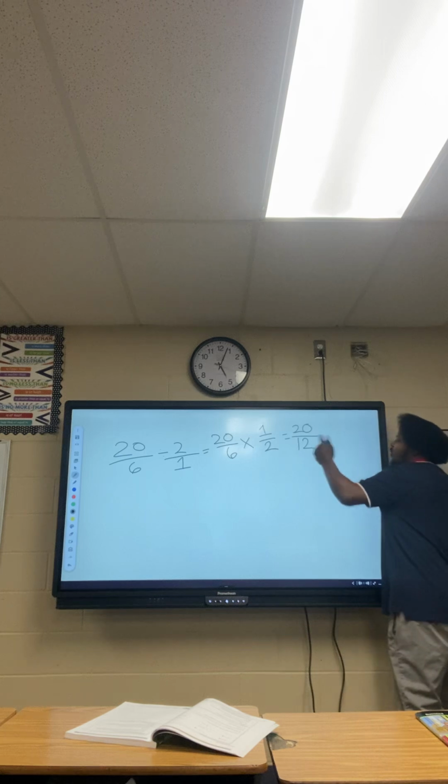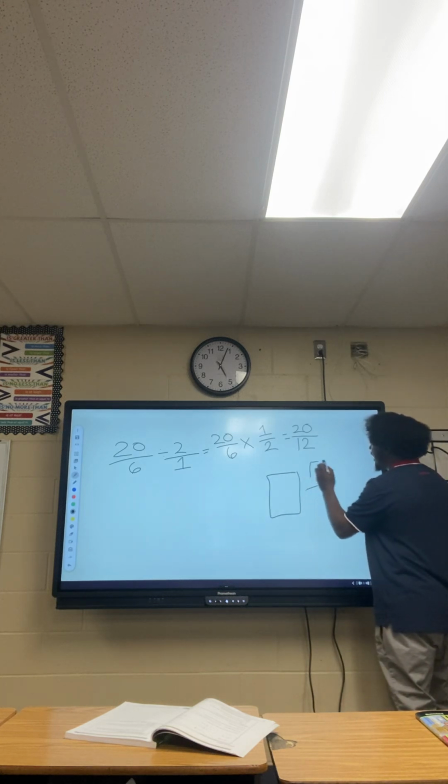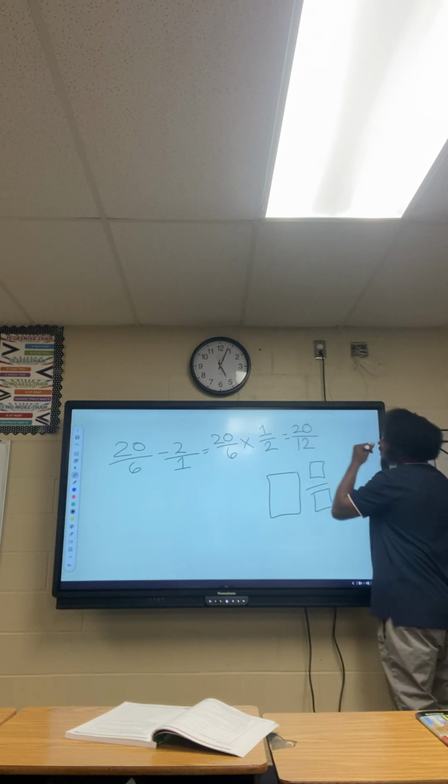The way that we turn this into a mixed number, here's how we get our coefficient. That's how we get our big number. Then we're gonna have a fraction, okay? Mixed number. So how many times does 12 go into 20?